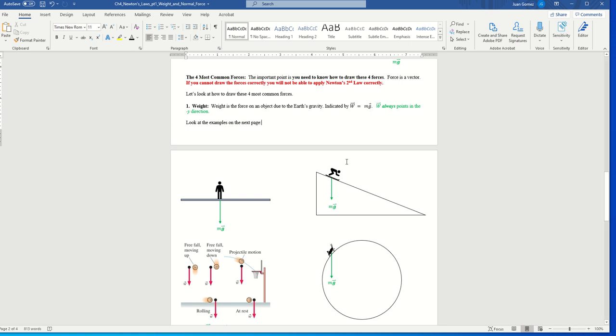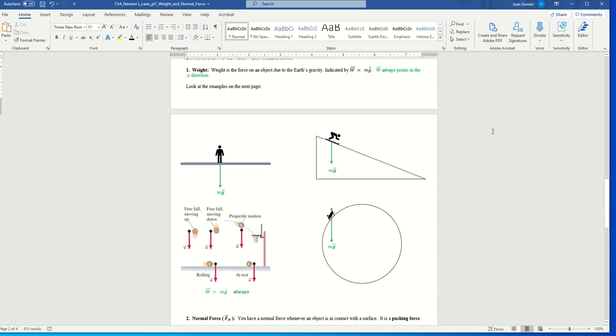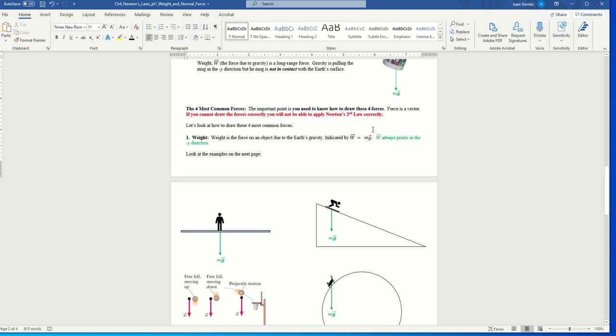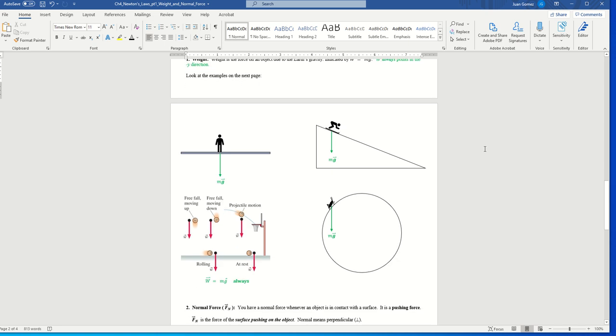Remember, all we're concerned with in these first 2 lectures is how do we draw these forces correctly? Every object in the Earth's atmosphere will experience a weight force. It doesn't matter if you're in Tifton, Georgia, Boston, Massachusetts, or Calcutta, India. What is weight? Mass times gravity. What is gravity? 9.80 meters per second squared. What is the direction of the weight force? Negative y, 100% of the time.